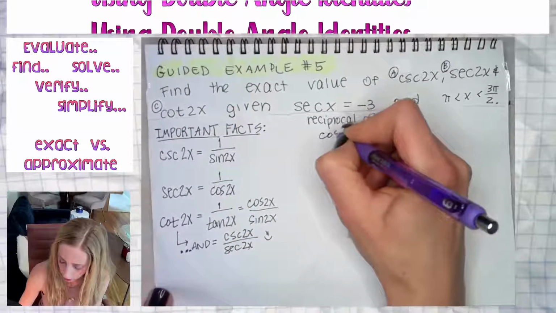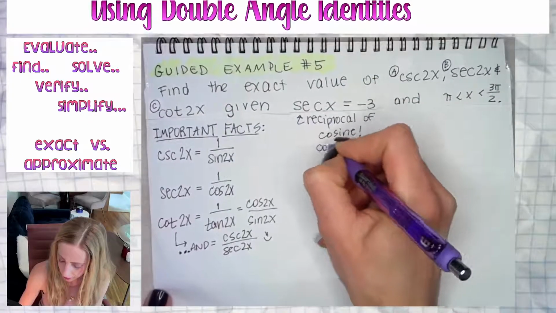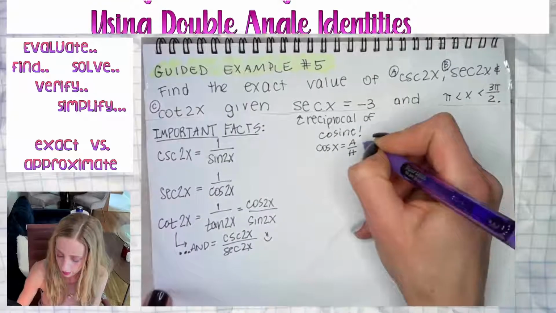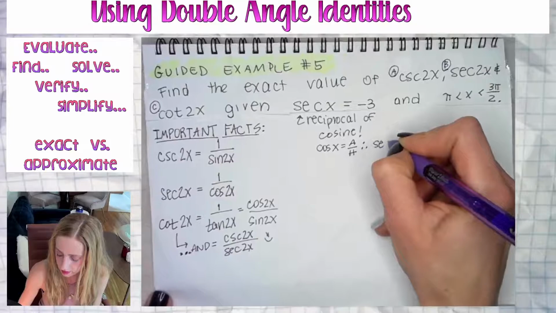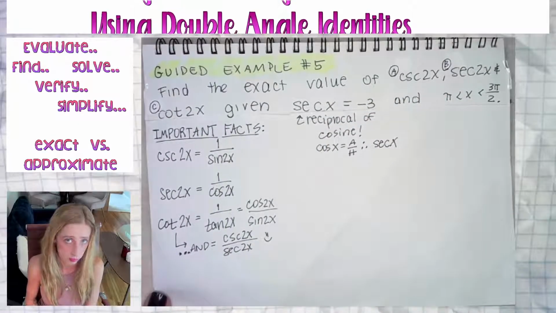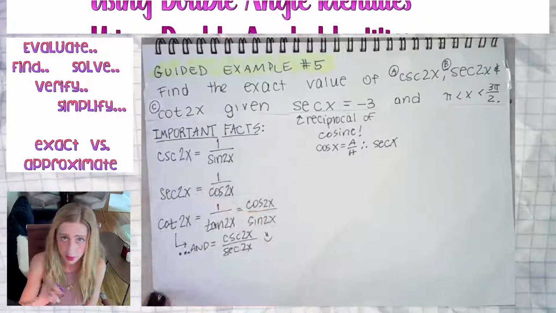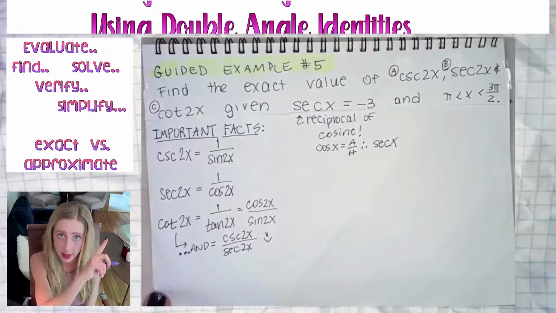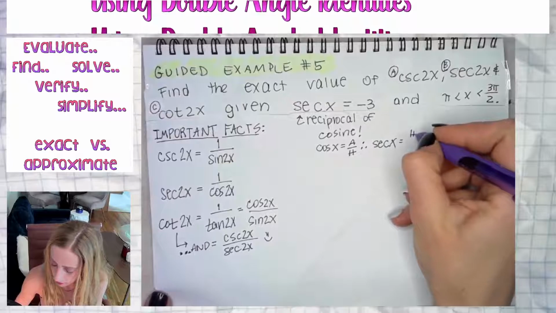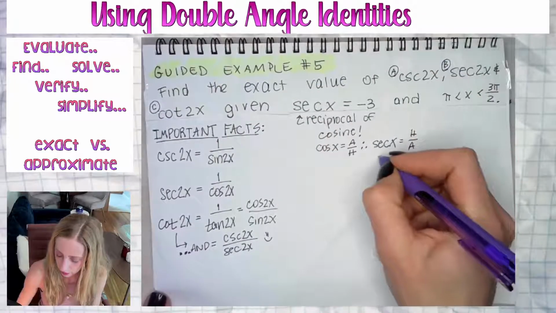of cosine. That's what secant is. Since cosine of x is SOHCAHTOA, therefore the secant of x, again, these are just classic. You could just do the SOHCAHTOA, right triangle trigonometry. The name of the section is double angle identities, so we've got to use that. It equals hypotenuse over adjacent. Now, secant x equals -3.